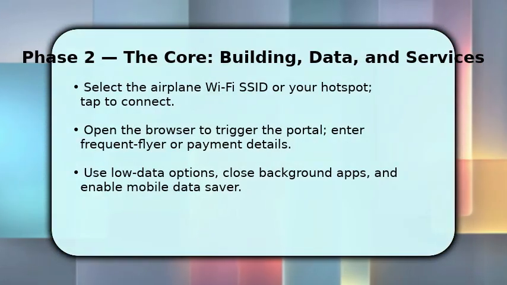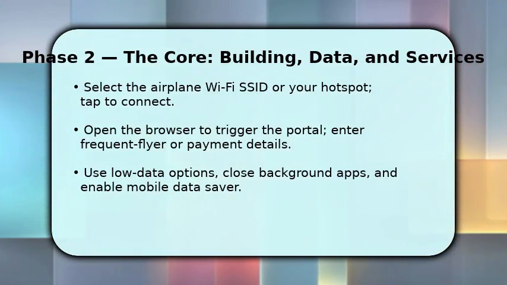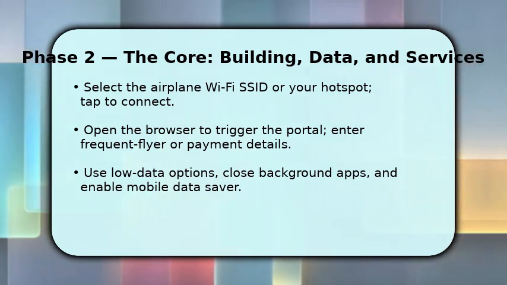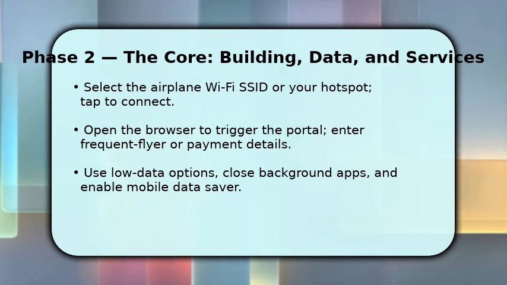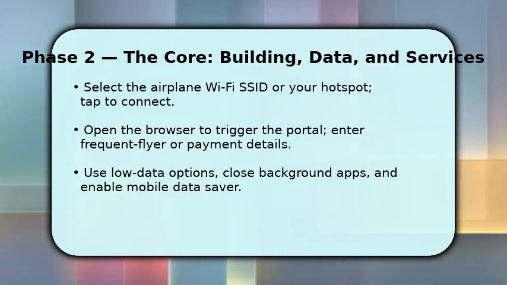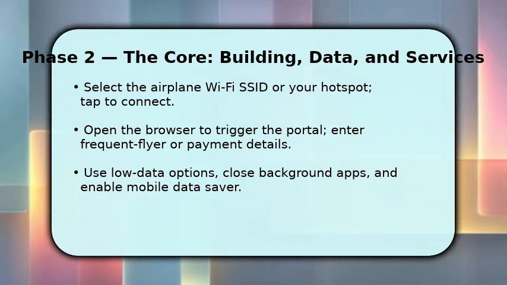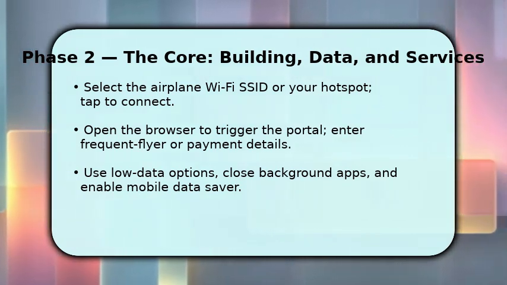After Wi-Fi is on, you choose the onboard SSID or your personal hotspot and connect. Once connected, open a browser so the captive portal appears, then log in with your account or pay the fee. Make sure to use low data settings and close heavy apps because onboard links are often slow and metered.